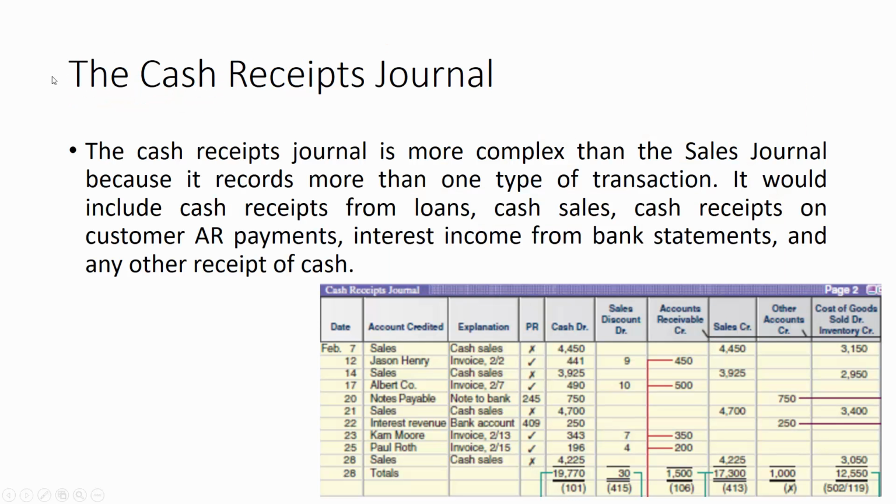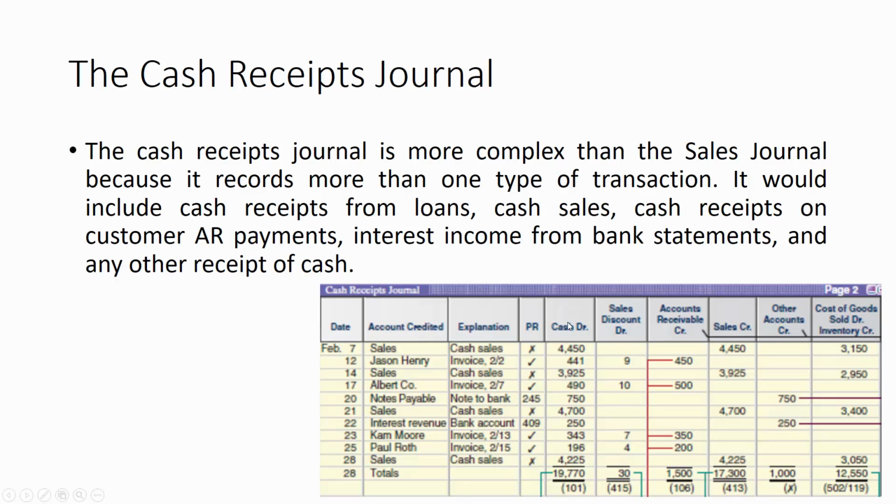Let's look at the cash receipts journal. The cash receipts journal is much more complex than the sales journal because it records more than one type of transaction. It would include cash receipts from loans, cash sales, cash receipts on customers' accounts receivable payments, interest income from bank statements, and any other receipt of cash. So we can see we have many more types of dedicated columns.